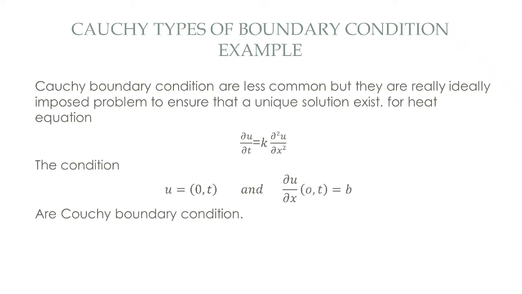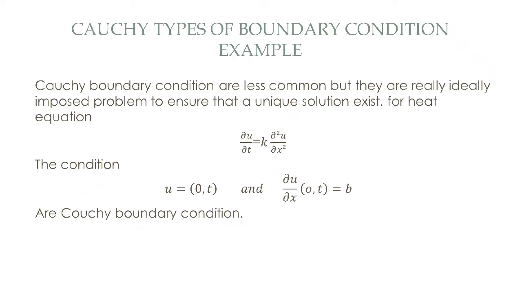Next is the Cauchy type of boundary condition example. Cauchy boundary conditions are less common, but they are ideally imposed on a problem to ensure that a unique solution exists for the heat equation, partial u over partial t equals partial squared u over partial x squared. The condition is u of 0 comma t, and partial u over partial x of 0 comma t is equal to b, our Cauchy boundary condition.